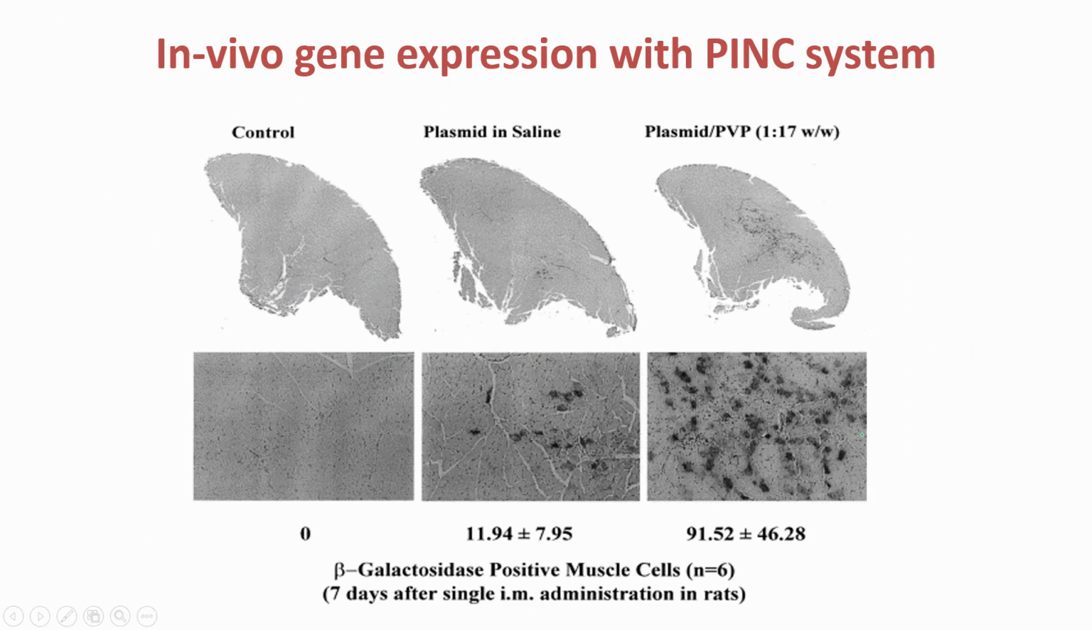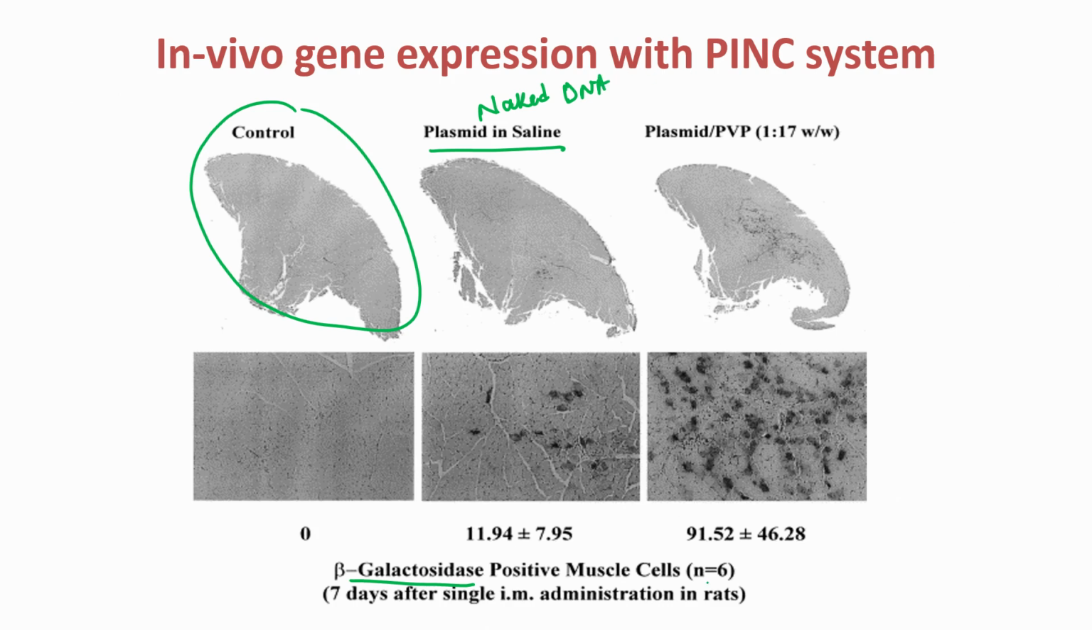So here are some examples. Here you have a control muscle that you are looking at. In this case you are delivering the beta galactosidase gene, and this is just if you deliver naked DNA, so plasmid in saline, and you are looking for beta galactosidase positive muscle cells using some enzyme. That is going to cause these black precipitates to be present. So you see that if you are using just the saline, you do get some regions where you see this, and if you zoom into that, you can see there are some cells that have taken this up and are actually expressing this enzyme.